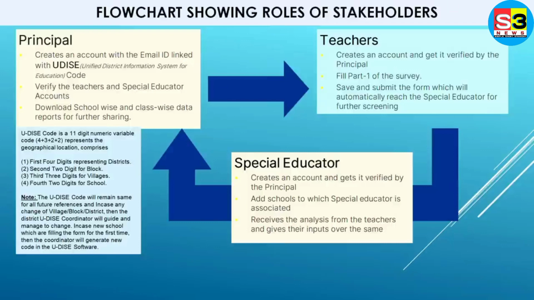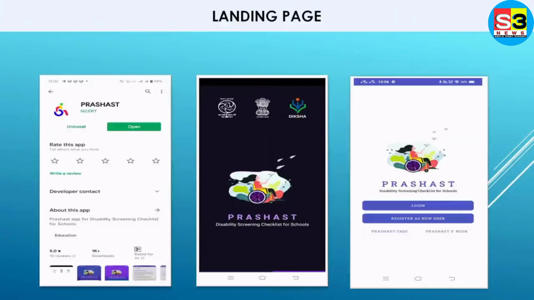The screen that will be used, I'll come to that in a moment. Now, the UDISE code is an 11-digit numerical code in which the first 4 digits represent the district, the next 2 digits the block, 3 digits the village and 2 digits the school.